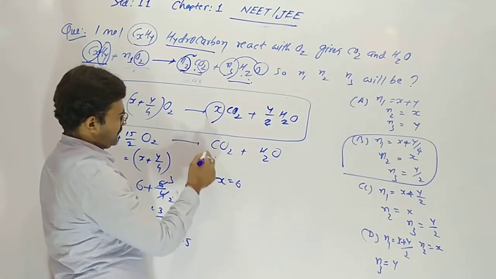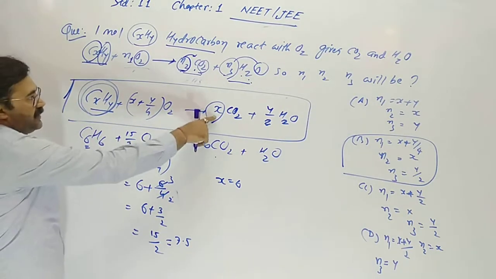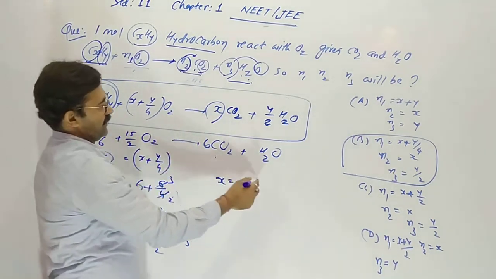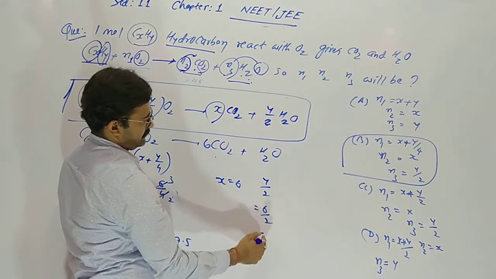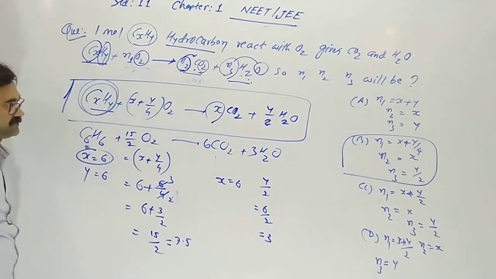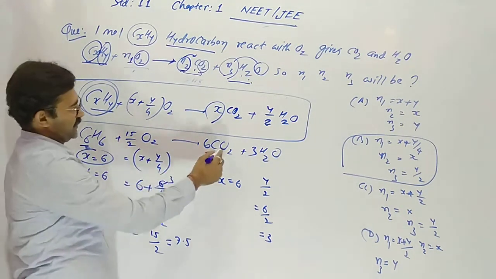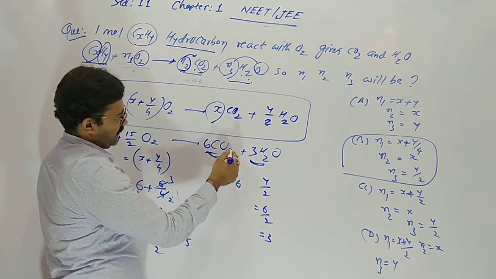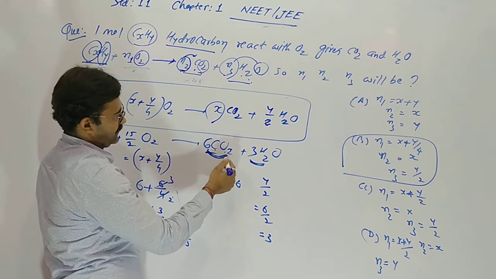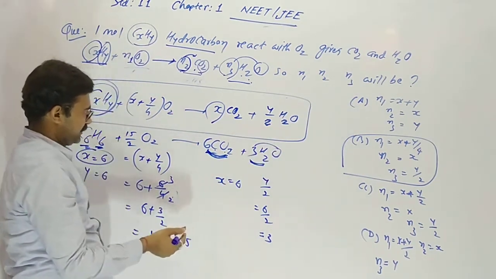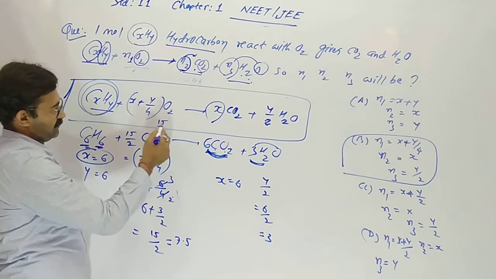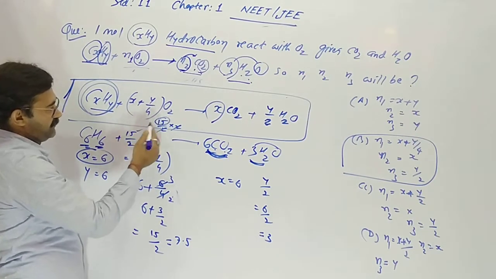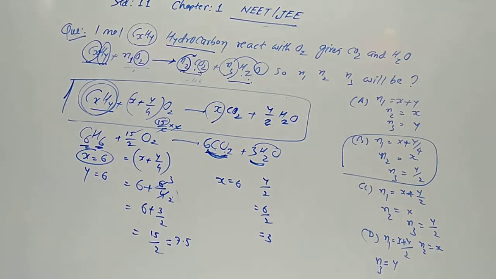Here X means 6, only X, 6 moles of CO2. Here Y by 2 is 3 moles of water. You can see 6 carbon, 6 carbon; 6 hydrogen, 3 times 2 is 6; oxygen 6 times 2 is 12 plus 3 is 15. So 15 by 2 multiplied by 2 gives 15. Like this we can solve. This is a trick to solve our question.